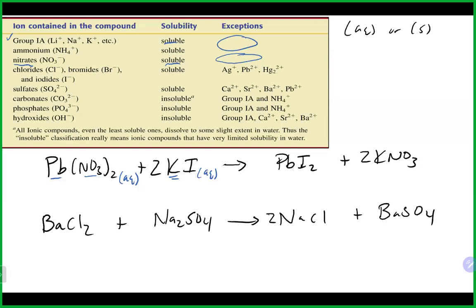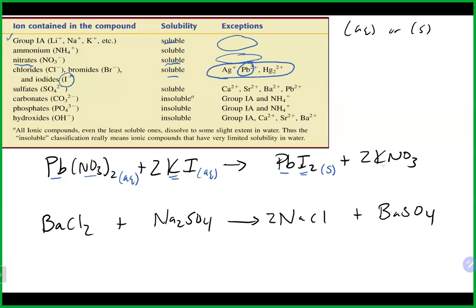When I come over here, again, I may not see lead on the left, but I do see I, and I is soluble in everything except for these three. And lead happens to be one of the three exceptions. So instead of being soluble, it's going to be the opposite. And this would actually make our solid in this case. That's going to be our solid here, a little yellow solid precipitate.